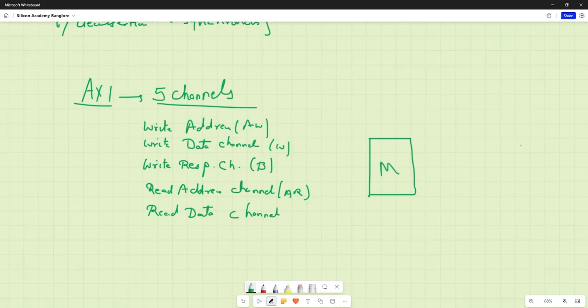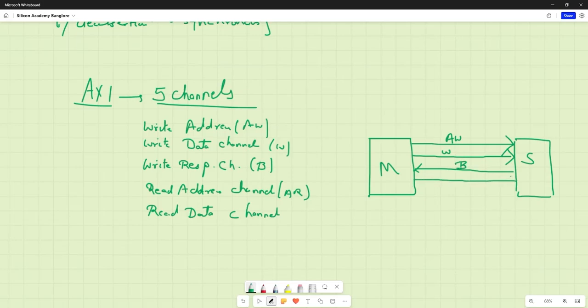Suppose this is the master, this is the slave. So the direction of the write address will be like this, from the master to the slave. This is our AW channel. The direction of the write data will again be from the master to slave, because there will be data transfer in this channel. Then there will come a response for this write address and write data. That will be represented by B. Then there is a read address channel whose address goes from master to slave. So the direction is from master to slave again, and there will be read data coming in from the slave to the master.